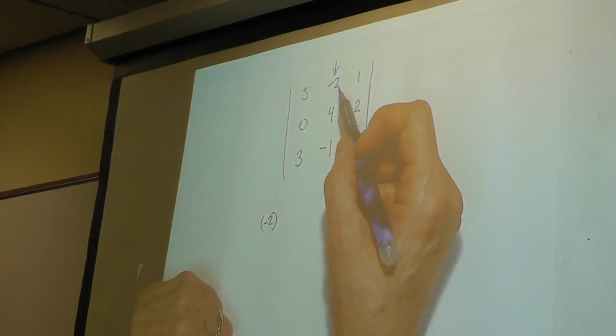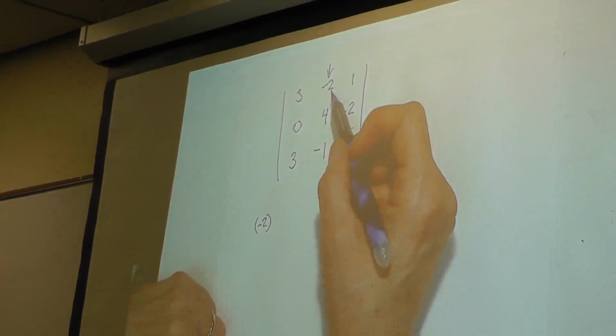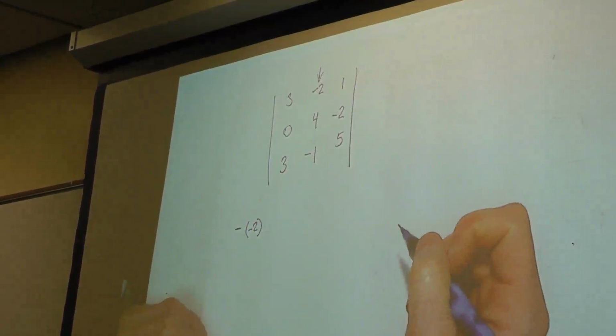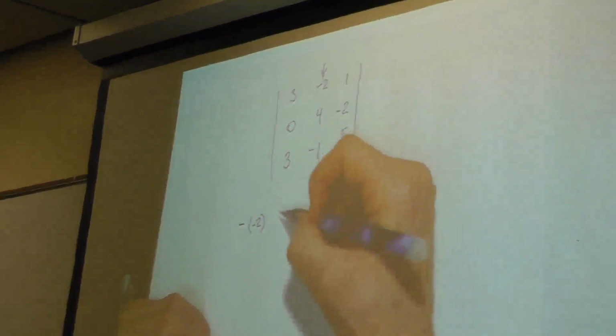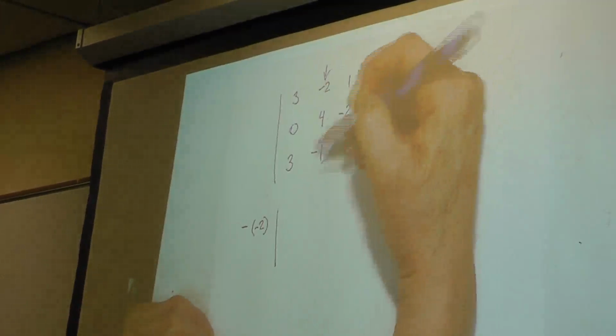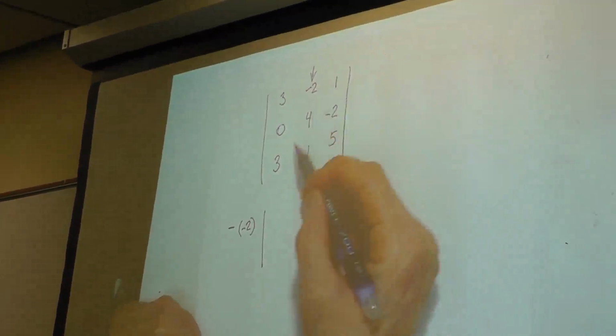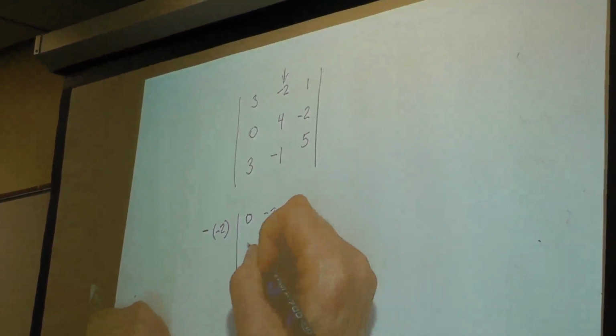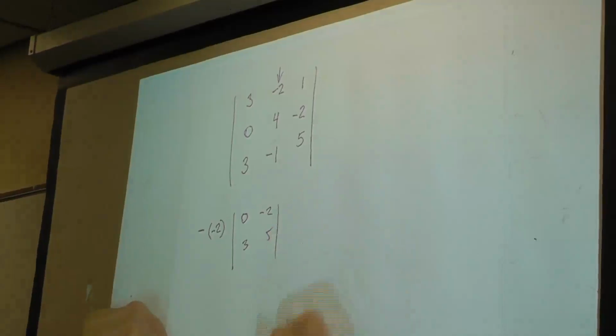That adds up to an odd, so I put another minus in front, change its sign. Mentally, I'm going to wipe out the row and column. That's going to leave me with 0, -2, 3, and a 5.